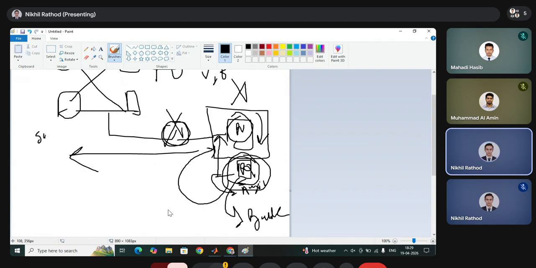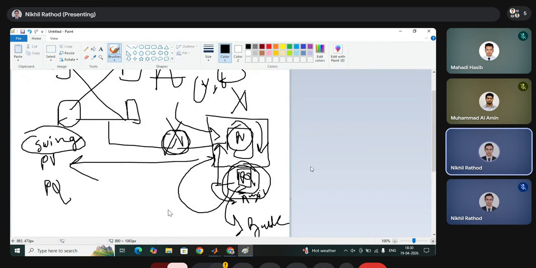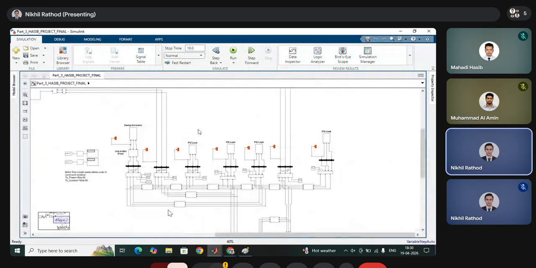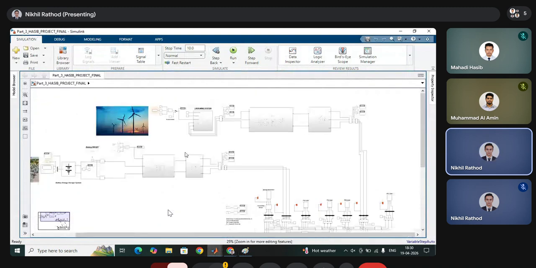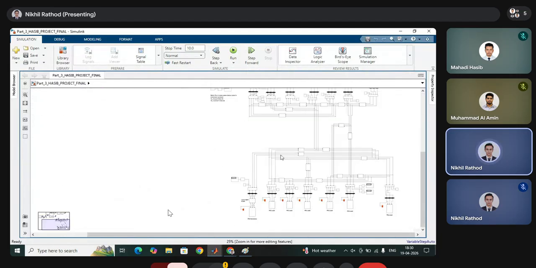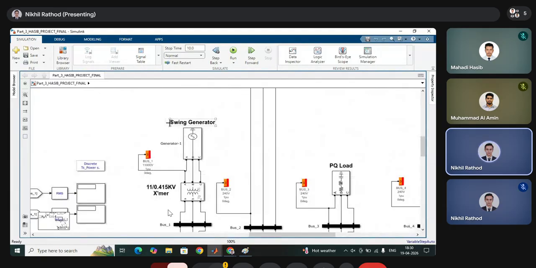So mostly you have swing buses, PV buses and PQ buses. Swing bus means grid. This is the reference. The grid has some voltage and some frequency, and that is what we have to follow. All the generators, PV generators and PQ generators, follow the voltage and frequency of the swing generator. This is the main reference, and whether it is a PV generator or PQ generator, they try to maintain the voltage level offered by this main swing generator.